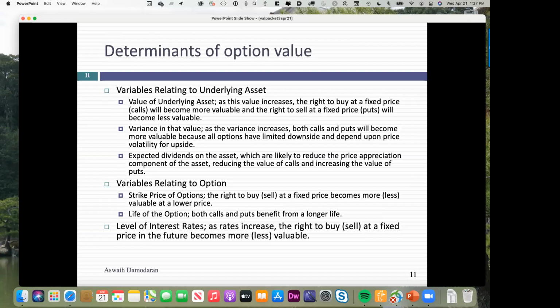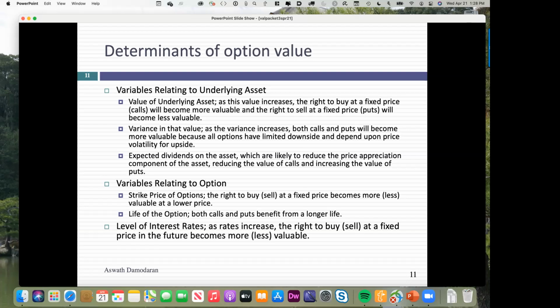And you know what? We know what the 6 variables that drive the value of an option are. There are only 6. 3 relate to the underlying asset. The first is the value of the underlying asset. As that goes up and down, the right to buy or sell that asset at a fixed price is also going to be affected. If you have a call option on a stock and the stock price goes up, guess what? Your call option will also go up. And your put options will go down. Value of the underlying stock. The second is the variance: the greater the variance in the value of the underlying stock, the more valuable all options become, calls and puts.